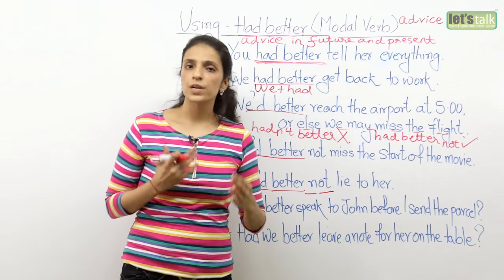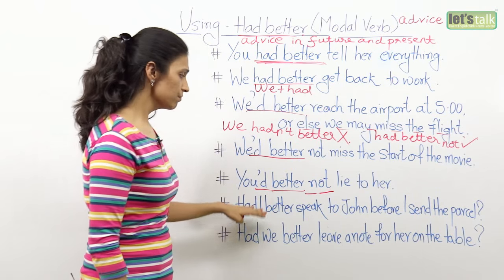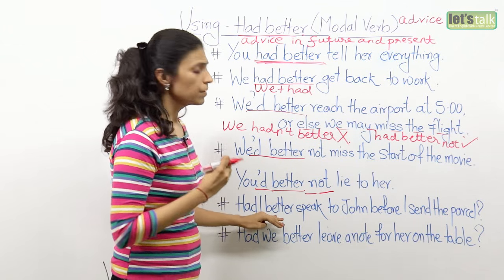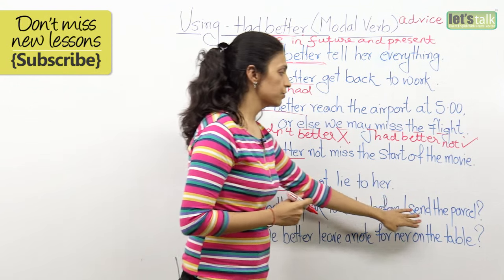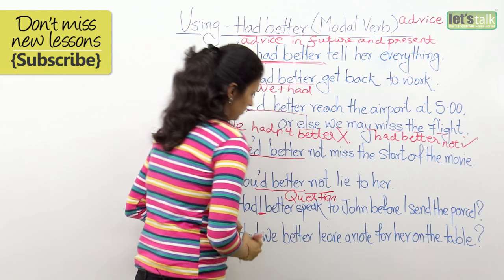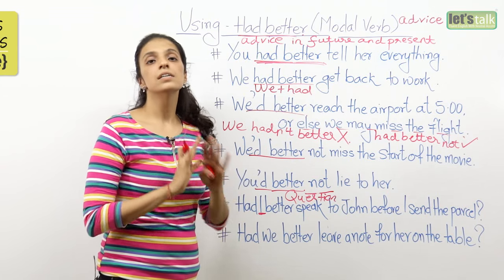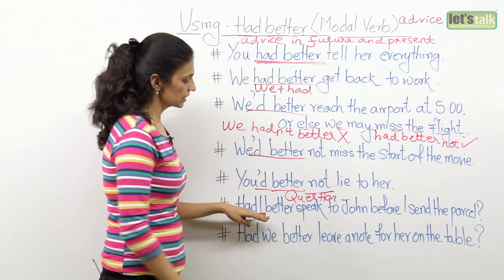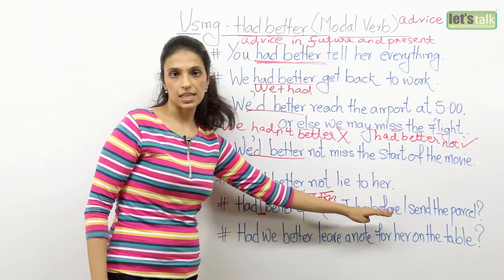Okay, now how do we make a question out of it? All you need to do is put had before the subject, like in this case. Had I better speak to John before I send the parcel? So I'm asking you, is it a good idea? I'm asking for an advice or a suggestion. To do that, I say, had I better speak to John before I send the parcel? Okay, so had I better. Do not use do I had better or does I had better. That is absolutely incorrect. To make a question, all you need to do is take had before the subject. In this case, the subject is I. So you use had I better speak to John before I send the parcel.